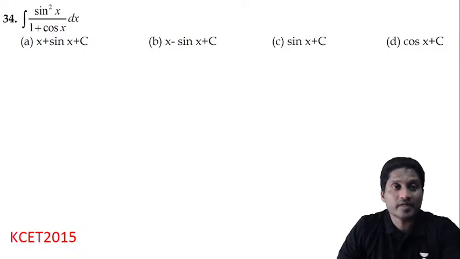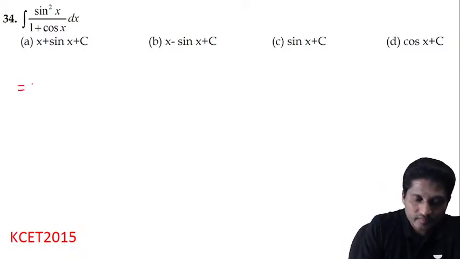Integration of sine square x divided by 1 plus cos x. The sine square x can be written as 1 minus cos square x, right? Whole divided by 1 plus cos x.